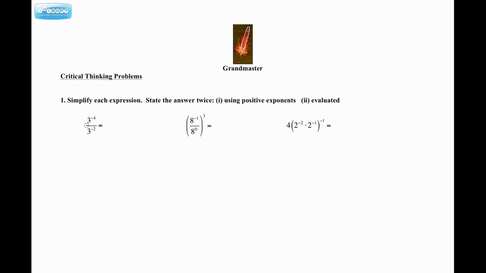So the first one, 3 to the negative 4 divided by 3 to the negative 2. These bases are the same, so I can subtract the exponents. So this is negative 4 minus negative 2. That's negative 4 plus 2, so it's negative 2. And then this can be written as 1 over 3 to the positive 2. So that's the first answer it wanted.